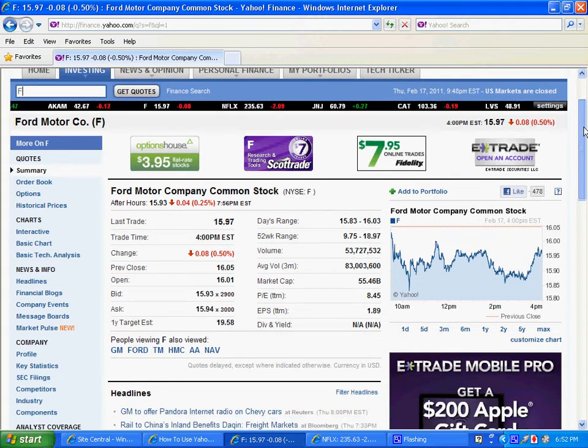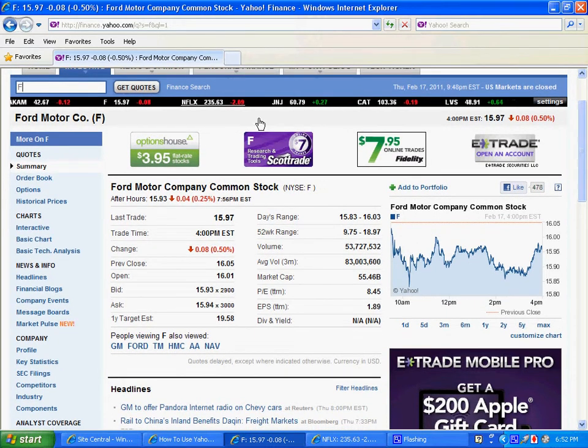The first thing you see here is the stocks running across the top of the screen, and those are the last 10 or 12 stocks that I have searched. That way, if I don't feel like typing them in again, I can just hit that if I want to look at them again as they go by. Okay, so we have our Ford.